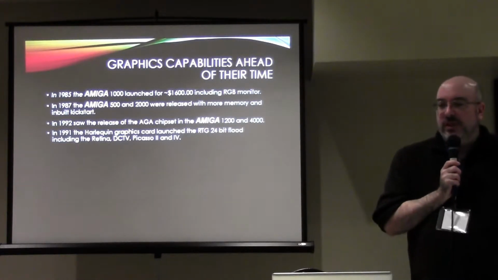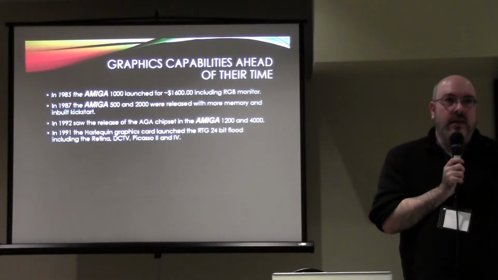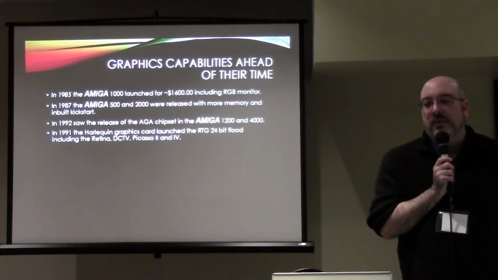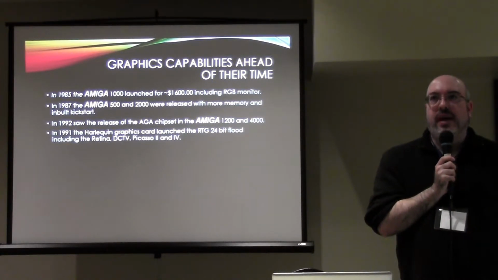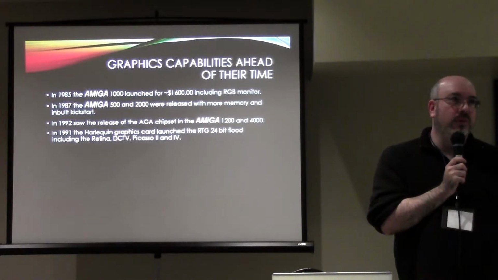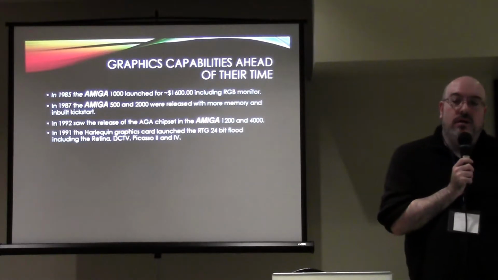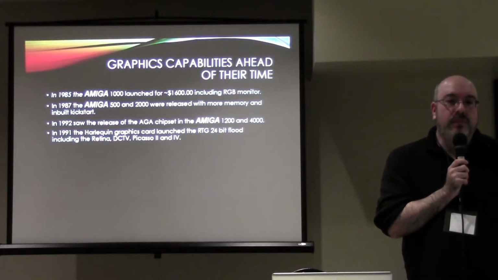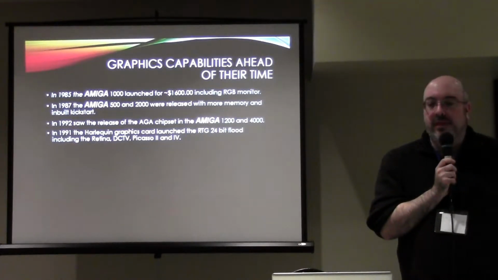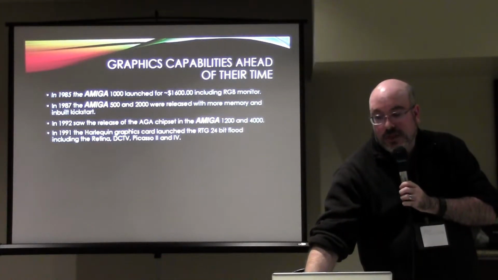In '92 we saw the release of the AGA chipset on the 1200 and 4000, which again increased the number of colors available as well as a little more in terms of resolution. But in '91, we started to see external boards or adapters on the Amigas, which offered full 24-bit color. We also had increased memory space for resolution and things of that nature. So things like the Retina, DCTV, Picasso 3, and Picasso 2 and 4.